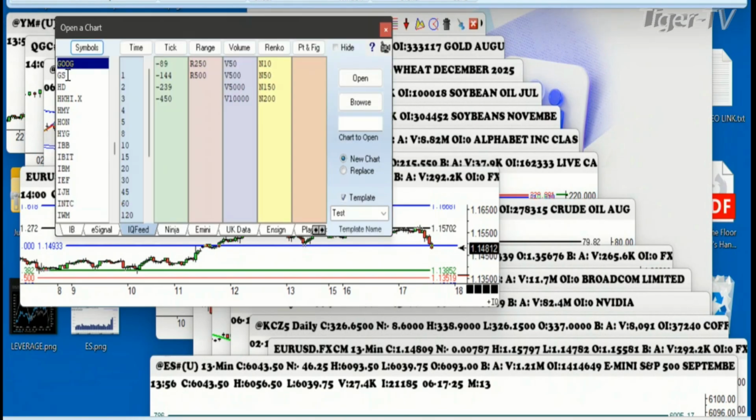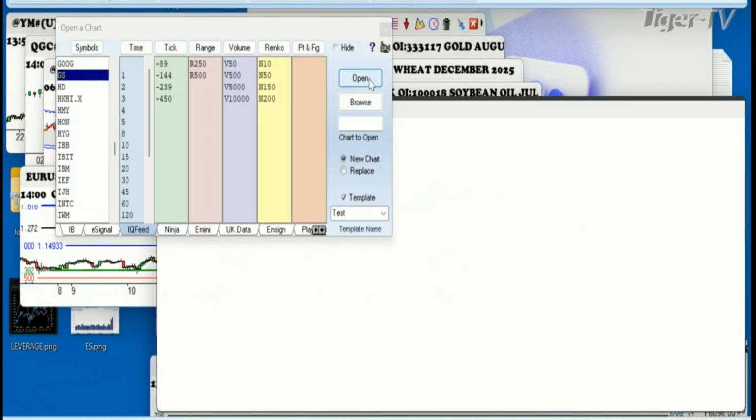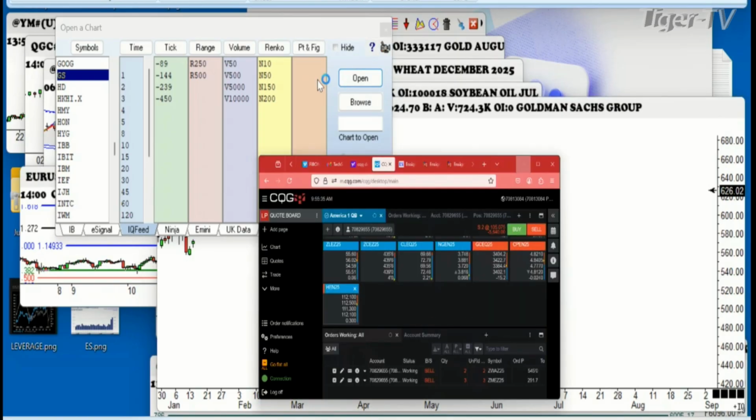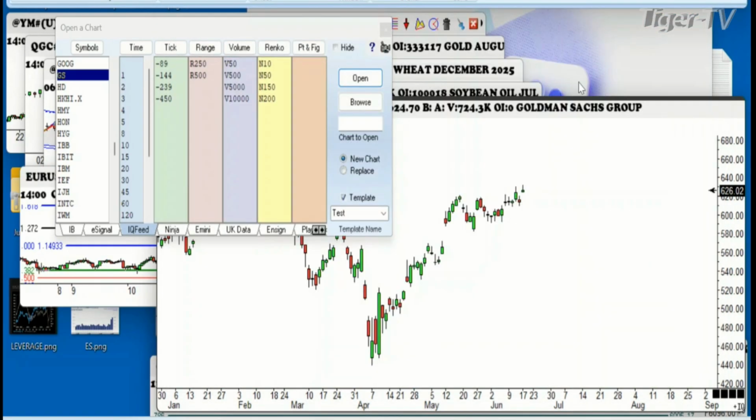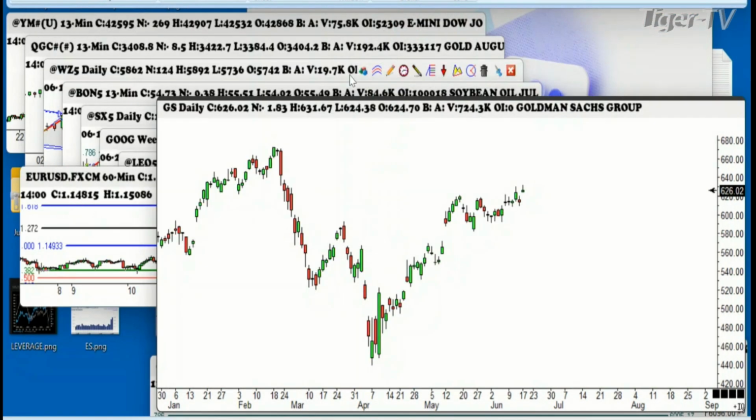That's Goldman Sachs. Let's see how it's doing today. It's up actually a little bit. Well, it's near the low of the day right now, but let's get this up here and we'll take a quick look at it. Here's where we are.